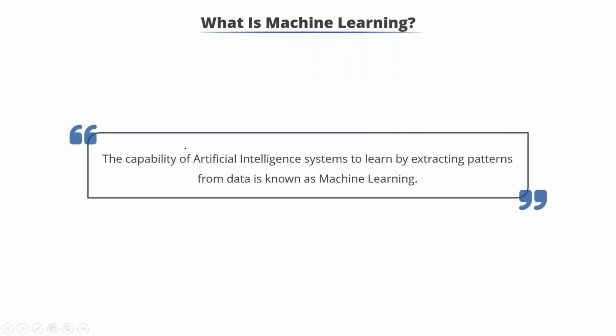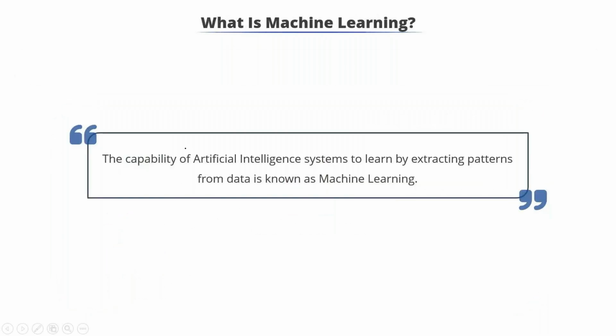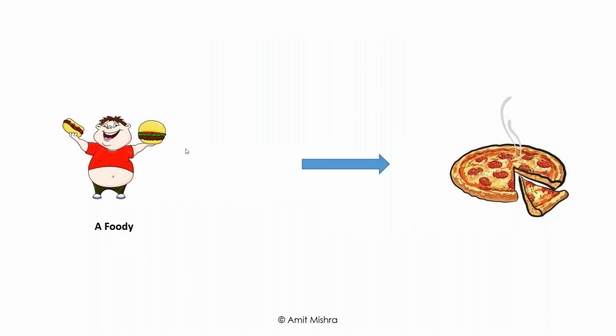Let's move ahead. What is machine learning? The capability of an artificial intelligence system to learn by extracting patterns. So first, let's get the definition of machine learning. Actually, I'll start from an analogy. So how will we define machine learning through an analogy?